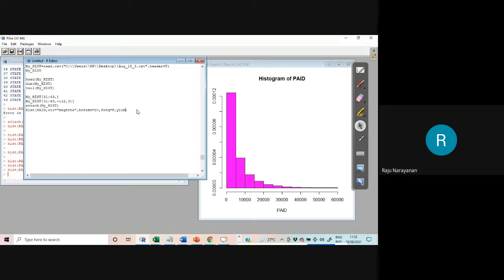Now, here also you can change the ylim. You can put anywhere, no problem. ylim 0, 0.00012. Therefore, I shall put 0.00014.